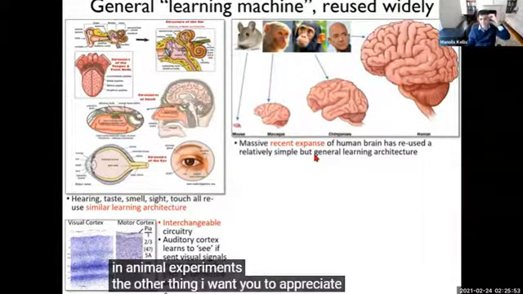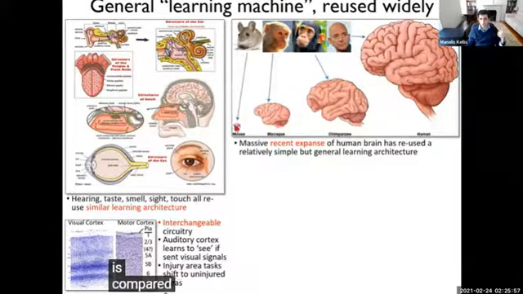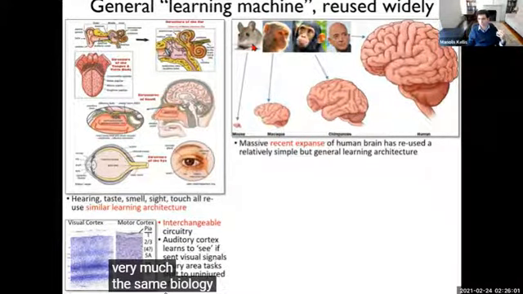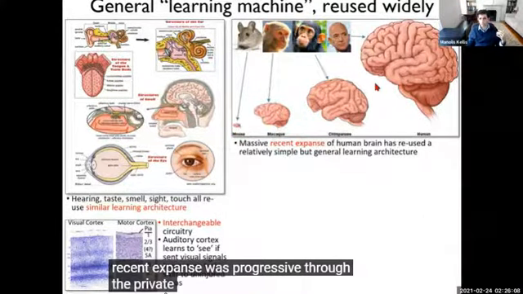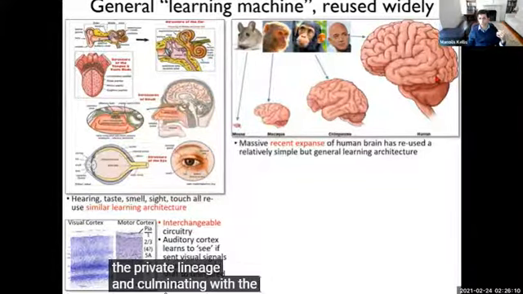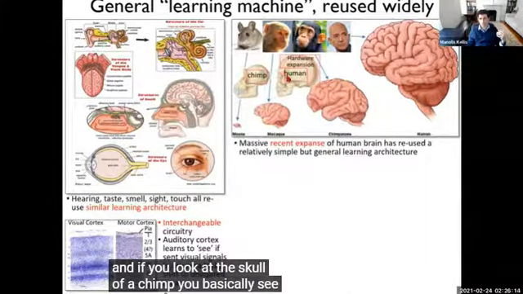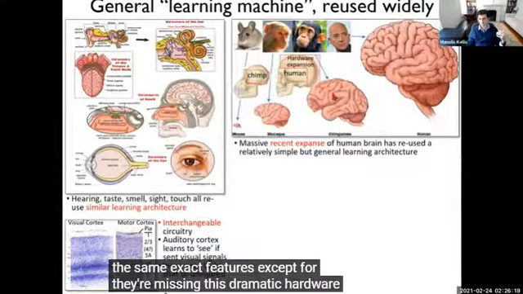The other thing I want you to appreciate is how ridiculously enormous your brain is compared to a mouse that shares very much the same biology as we do, and how that recent expanse was progressive through the primate lineage, culminating with the human lineage. And if you look at the skull of a chimp, you basically see the same exact features, except they're missing this dramatic hardware expansion.